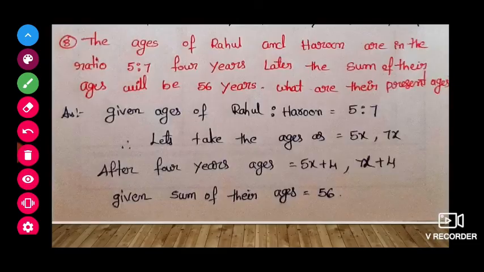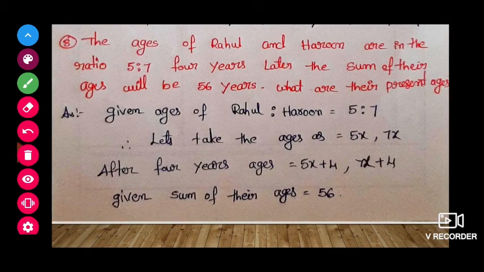Next, children: the ages of Rahul and Harun are in the ratio 5:7. Four years later, the sum of their ages will be 56 years. What are their present ages? Now they are saying there are two persons, Rahul and Harun, and the ratio of their ages is 5:7.